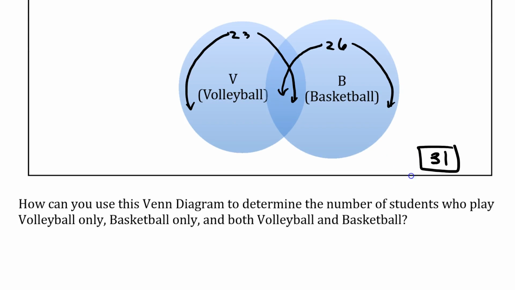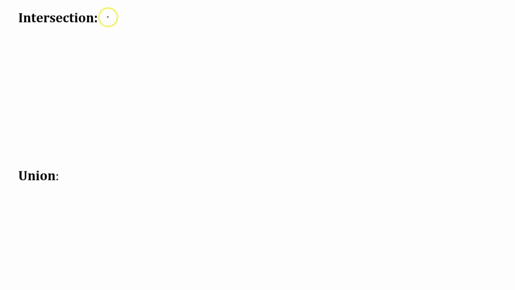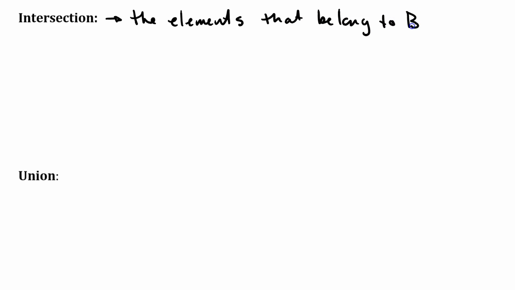So in order to do that, let's flip over our page here and talk about the difference between intersection and union. We're going to get to the principle of inclusion and exclusion later, but intersection is the elements that belong to both sets. The way that we say it is we would write down A intersect B.